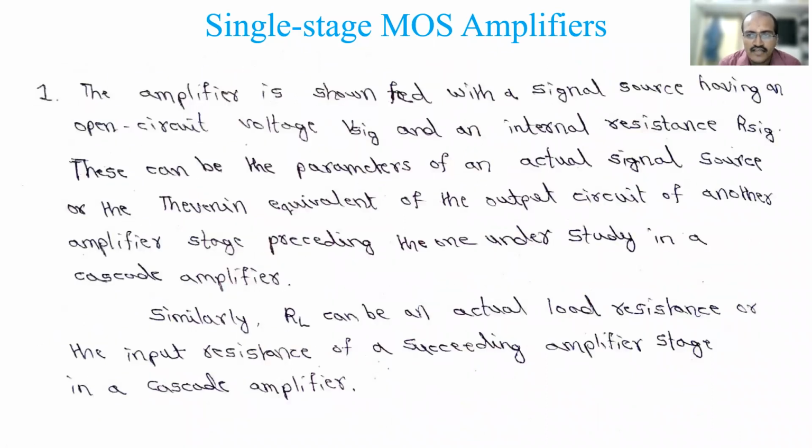These can be parameters of an actual signal source, or the Thevenin equivalent of the output circuit of another amplifier stage. That means there are a number of amplifiers we may be using in cascade. I told you, there will not be only one MOSFET; there will be hundreds of MOSFETs, connected in different configurations: series, parallel, Darlington. So many configurations are there. These parameters may be those of an actual signal source, that is the beginning one, or the Thevenin equivalent of the output circuit of another amplifier stage. The output of one stage will be given as input to another stage. So what is meant by cascade here? If you have a block, in the block diagram in CS also you have seen, right?